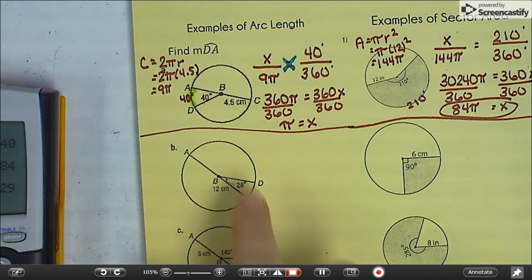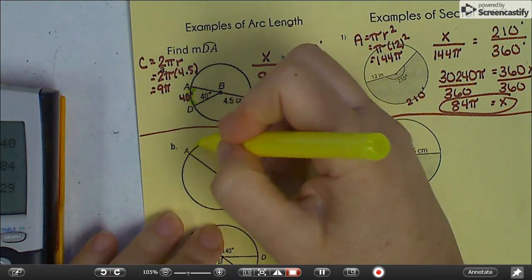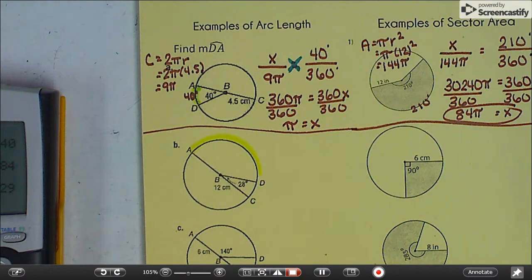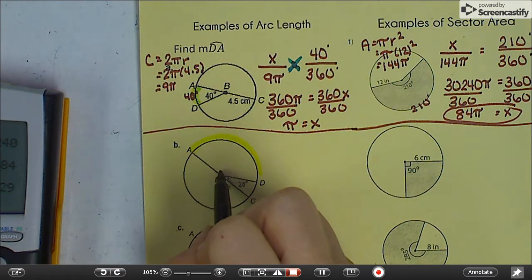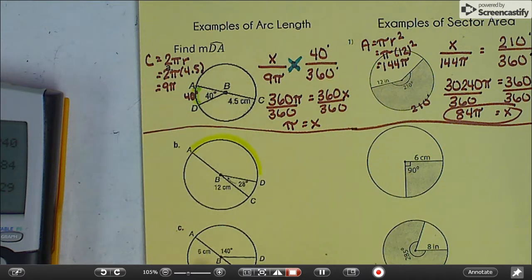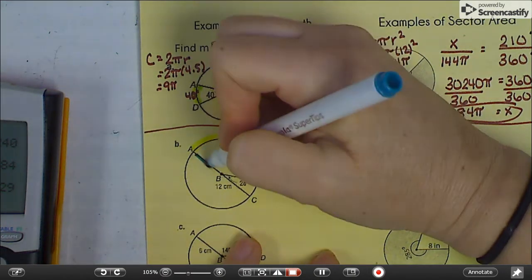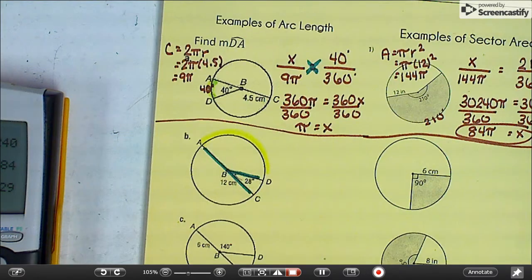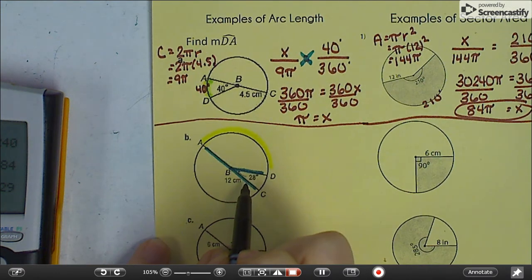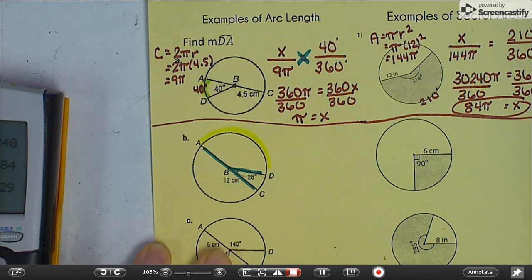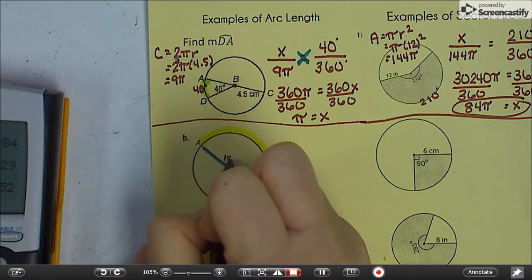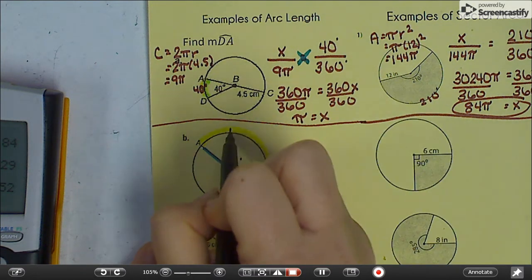All right, I'm going to show you one more of each, and then I want you to try one on your own. This one's a little bit different because here's arc DA. But if you look, we weren't given the measure of that angle or the measure of the arc. However, you may recognize, I hope, that linear pair inside. Linear pairs are supplementary. They add up to 180 degrees. So we would do 180 minus 28, which is 152 degrees. So that's what we're going to be using for our arc.